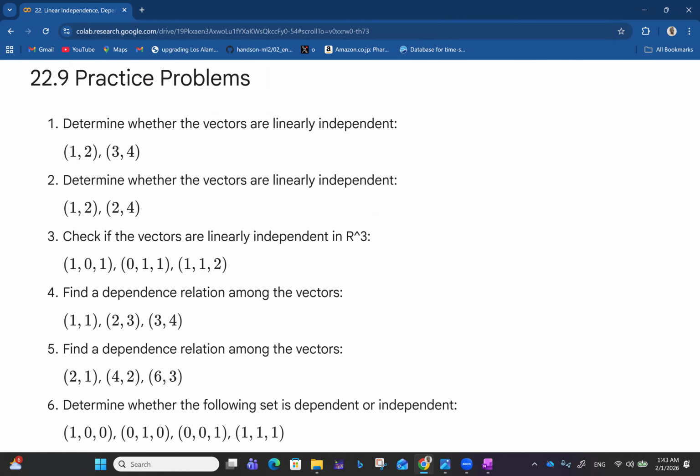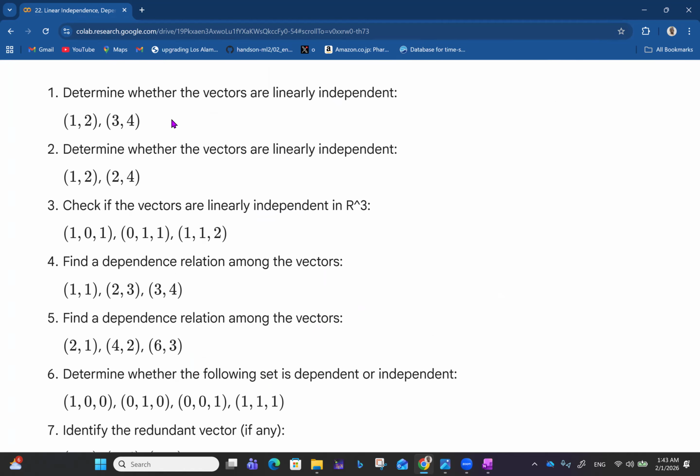Determine whether the vectors are linearly independent. Of course, I can already see that they are linearly independent because with (1, 2) and (3, 4), you cannot express (3, 4) as a multiple of (1, 2). If it was (3, 6), we would have been able to do that, right? Determine whether the vectors are linearly independent. This is linearly dependent because (2, 4) can be written as a multiple of (1, 2).